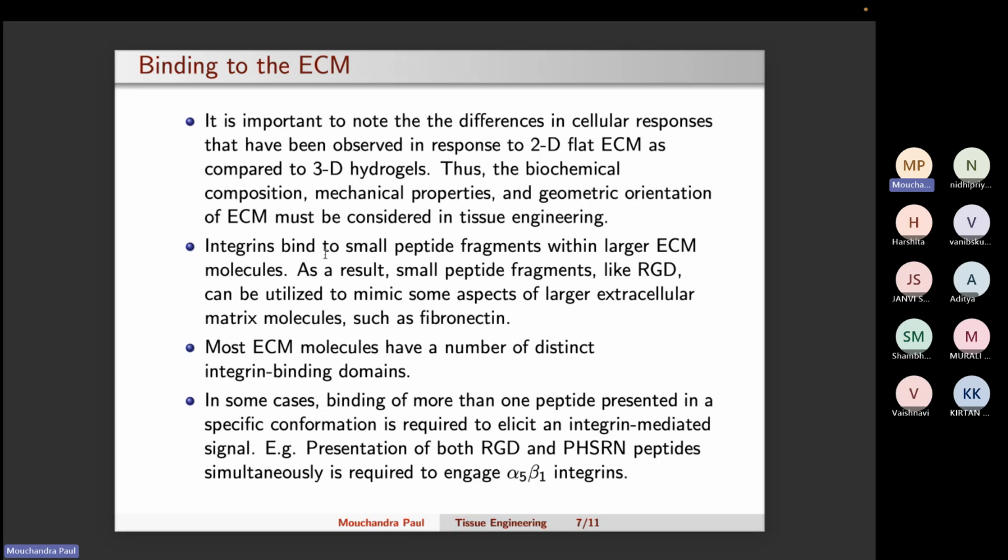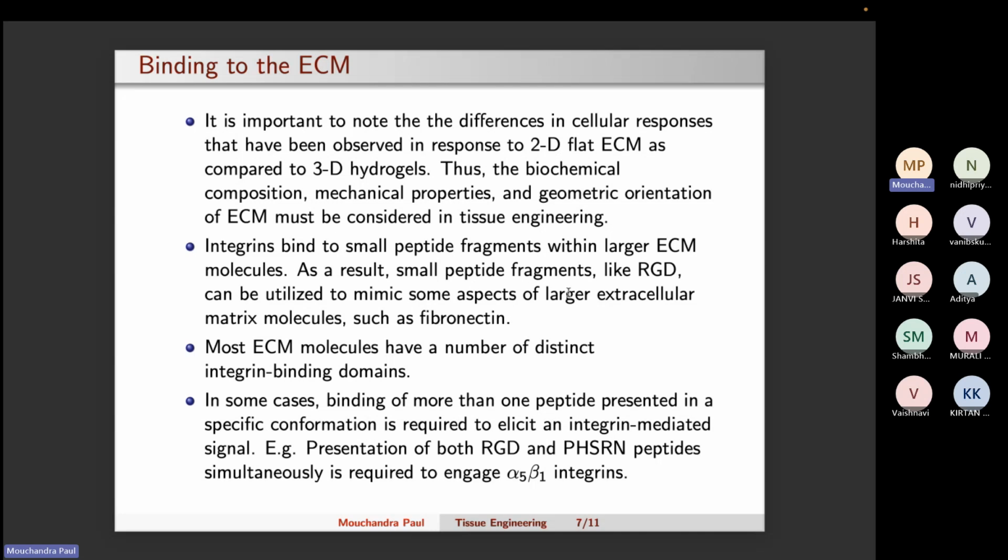Now integrins actually bind to small peptide fragments within larger ECM molecules. So you guys have already seen the figure of fibronectin, like initially I showed you. But there are small binding sites for different types of molecules. One is the binding site for the integrin. So when people sequenced the protein like fibronectin, they found the amino acid sequence of that particular integrin binding site, and based on that information, they synthesized small peptides like tripeptides or peptides of 4 5 amino acids.